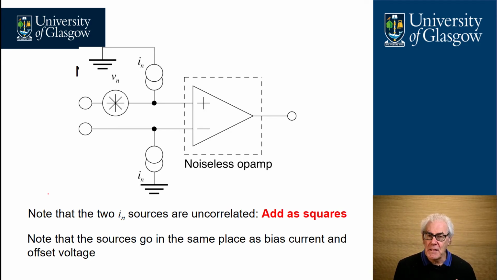So this circuit here looks very similar to the analysis you would do for bias currents. But the key difference here is that because the noise currents in both the plus and the minus connections to the amplifier are uncorrelated, you have to add them as a square. Each of these noise sources at this point here are completely random, so you have to take the square of them to calculate the total noise current affecting the amplifier.